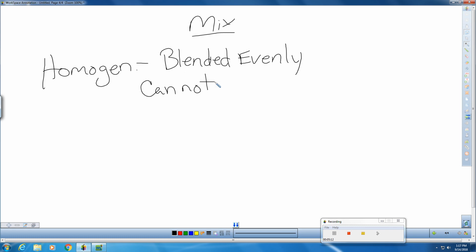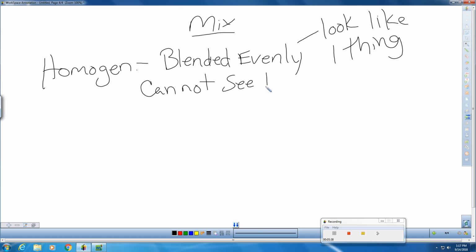They're blended evenly, look like one thing, but yet we know that they aren't because the individual properties are still there. So we blend it evenly, we cannot see the different parts. It looks like it's all one thing, but we know that there are actually multiple things in there. Coca-Cola, we know that is in there.